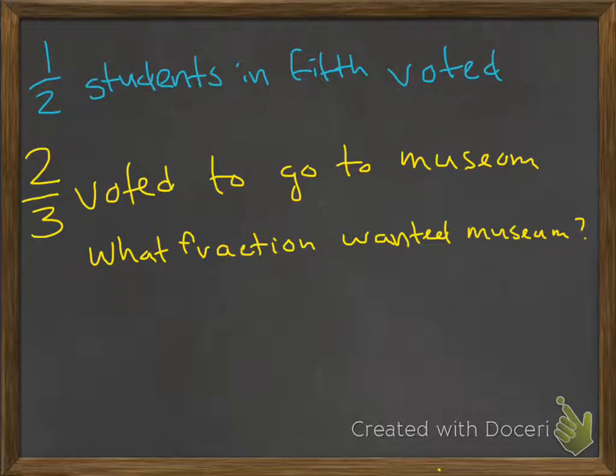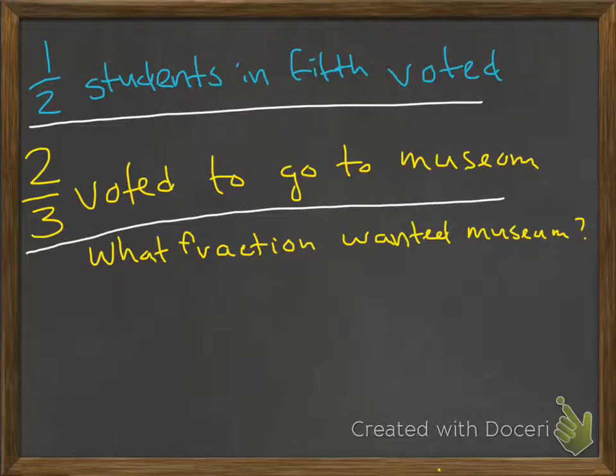So we know that when multiplying a fraction by a fraction, our final answer is going to tell us how much of the entire whole is going. So we're trying to figure out, if 1/2 of students in the 5th grade voted, only 1/2 of those people, and 2/3 of that half voted to go to the museum, whatever our fraction is going to tell us what fraction of the entire class voted to go to the museum.